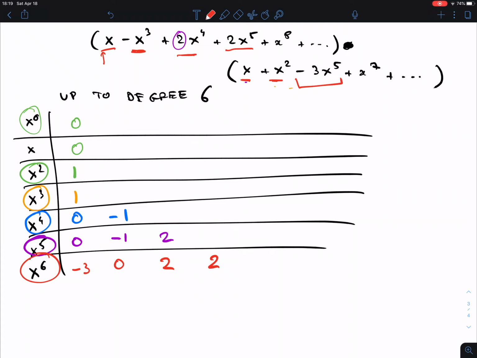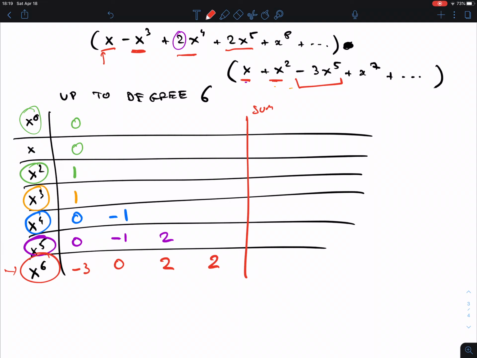So what do we do with these coefficients? Well, we add them up, right? Because in a distribution you multiply all the terms. And so what I wrote down are all the like terms here. The like terms x to the 6th, and they come with coefficients -3, 0, 2, and 2. So it means I have to add them all up. So I take the sum here.